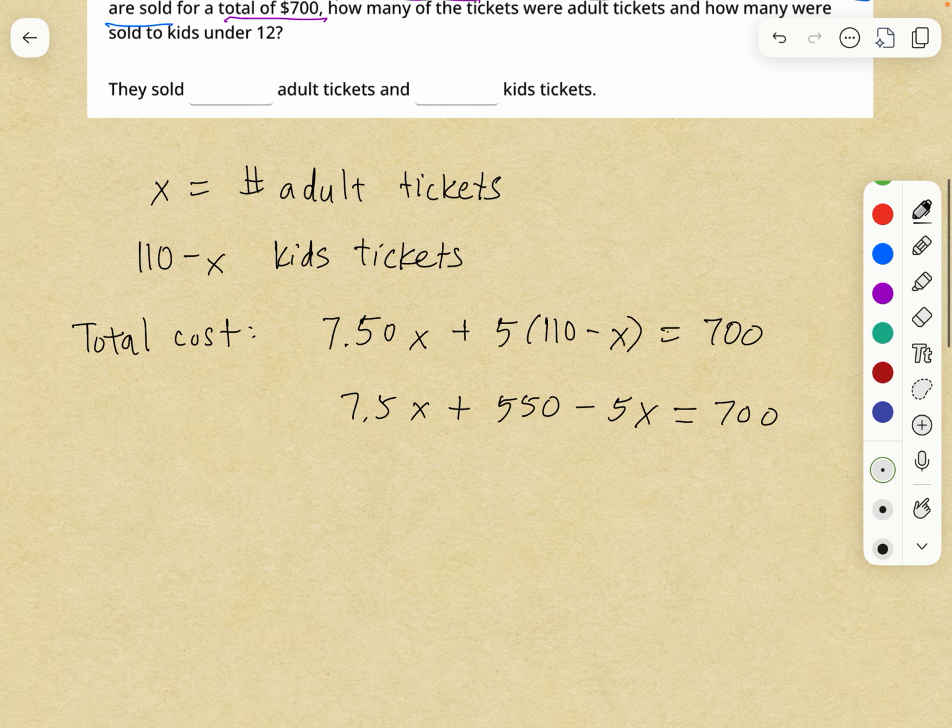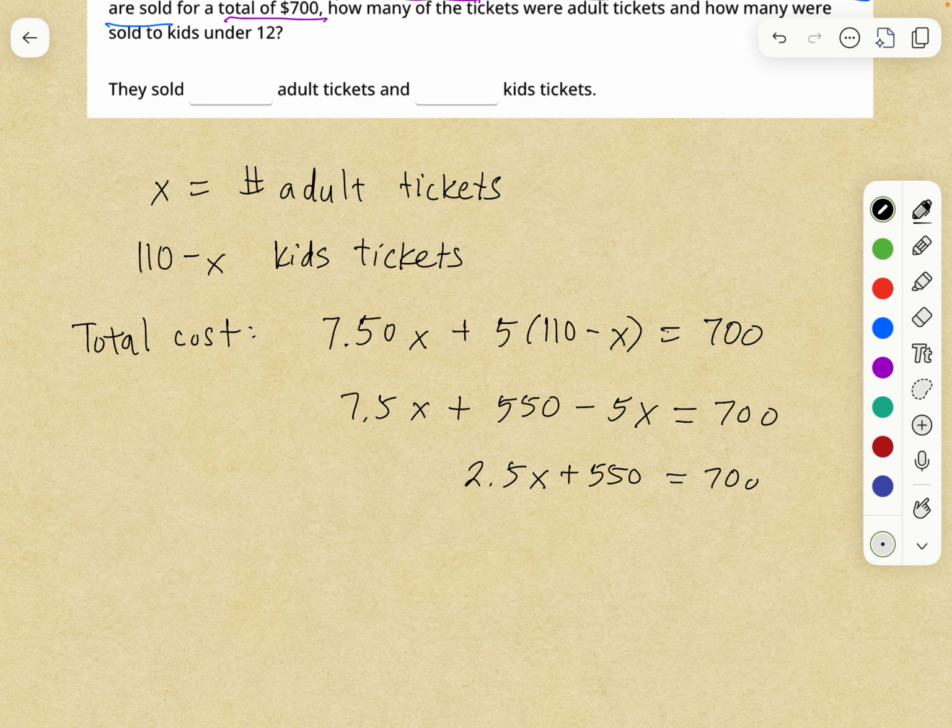Now I have 7.5x minus the 5x, right? I have this and this. I can combine the like terms. I get 7.5 minus 5, and that's 2.5. So 2.5x plus 550 equals 700.